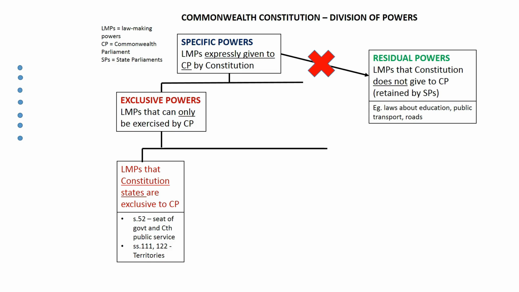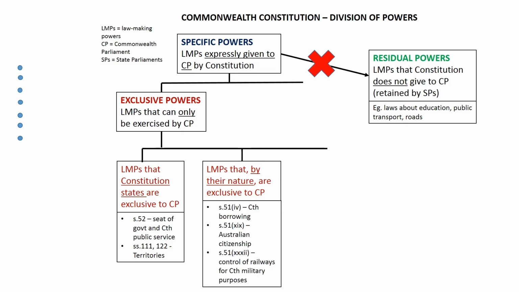The second way in which a power can be exclusive to the Commonwealth Parliament is where it is exclusive by nature. What this means is that when you read the power, you know from the nature of the power that only the Commonwealth Parliament can possibly be intended to make laws about this particular subject matter. So let's have a look at some examples.